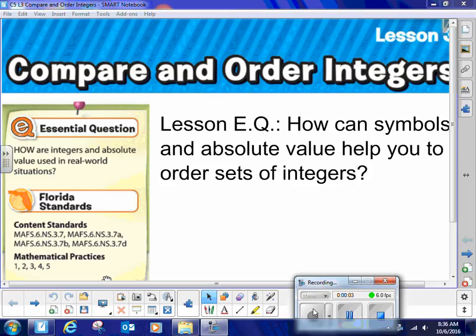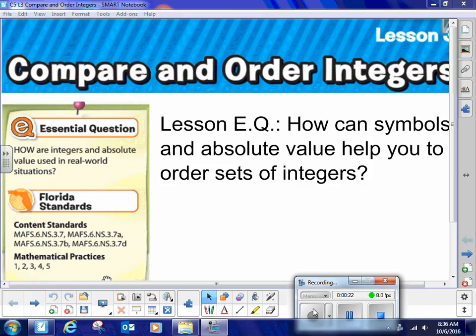Okay, so today's lesson, chapter 5, lesson 3, is compare and order integers. It is the third and final lesson in this chapter. We have the essential question on how are integers and absolute value used in real-world situations. We've been talking about that as we've been going along. Integers are used just about everywhere.